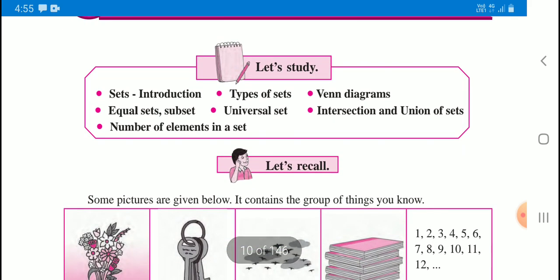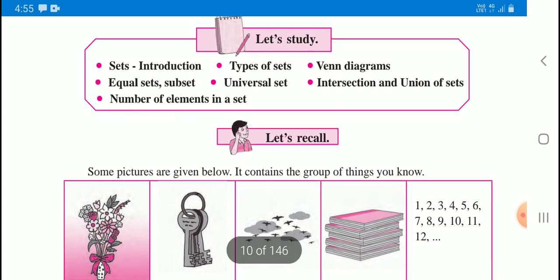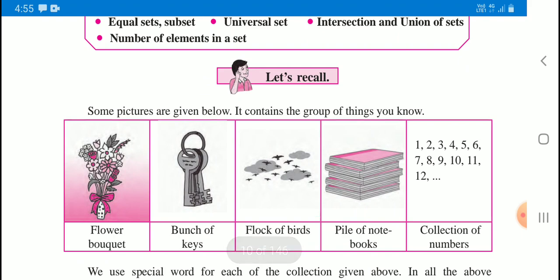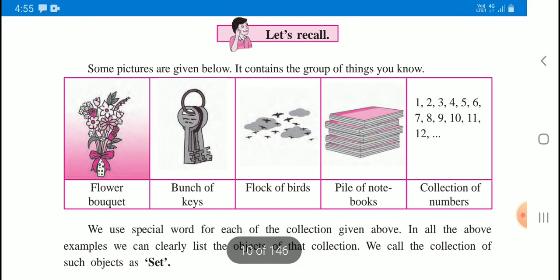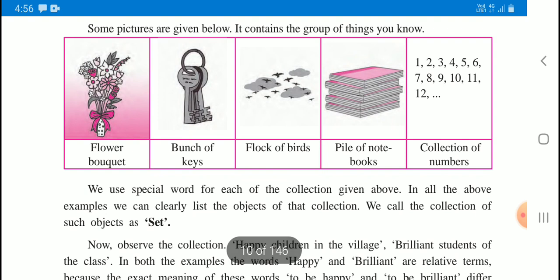Open page number 1 and see the pictures given there. There are a total of 5 pictures. The first picture shows a flower bouquet. The second one, a bunch of keys. Third one, a flock of birds. Fourth one, a pile of notebooks. And the fifth one, a collection of numbers.